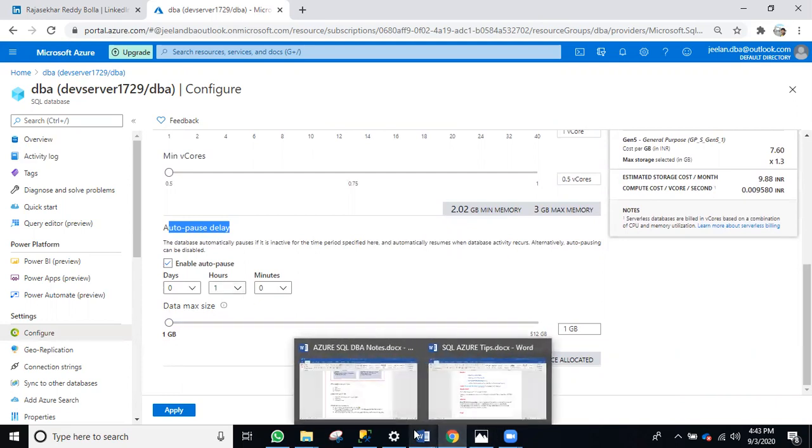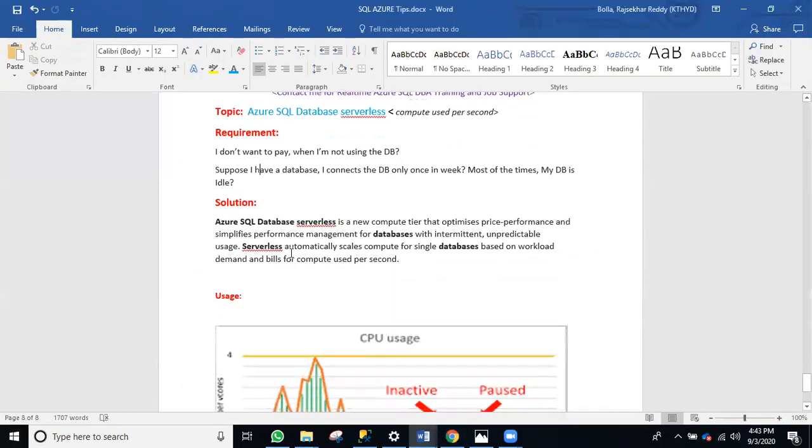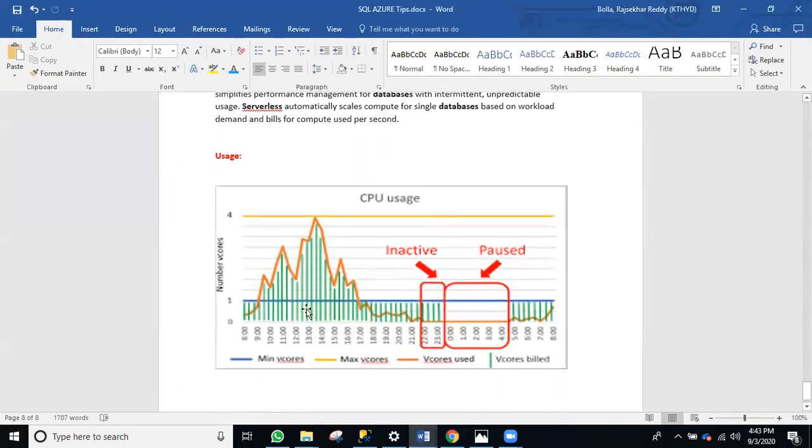Let me show you how the graph will be. The graph will be like this. When you use it, there is usage, obviously. When you are not using it, obviously there is no usage. See, here you are saving the cost. If you are not using it on the weekend, you can keep it in this model. Suppose you have some archive tables, you can keep them in a different database and keep that database in this model. Suppose a non-production database that you are not using on weekends or holidays; you can keep it in the serverless model. This way, you can save a lot of money.